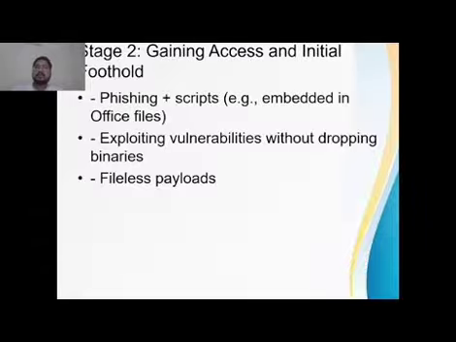So we move to the next slide, that is stage two: gaining access and an initial foothold. Entry is usually through phishing. A Word doc might have a macro that runs PowerShell. No EXEs, no downloads, it all runs in memory. These fileless payloads are nearly invisible to antivirus. This is why user awareness and email protection are vital. So phishing plus scripts, for example embedded in Office files. Second is exploiting vulnerabilities without dropping binaries. And third is fileless payloads.